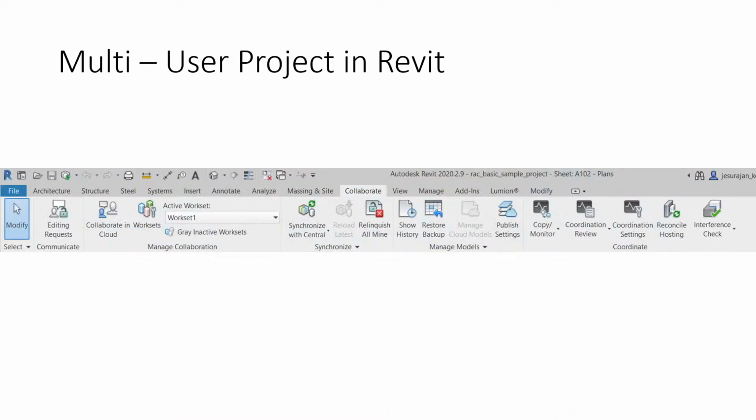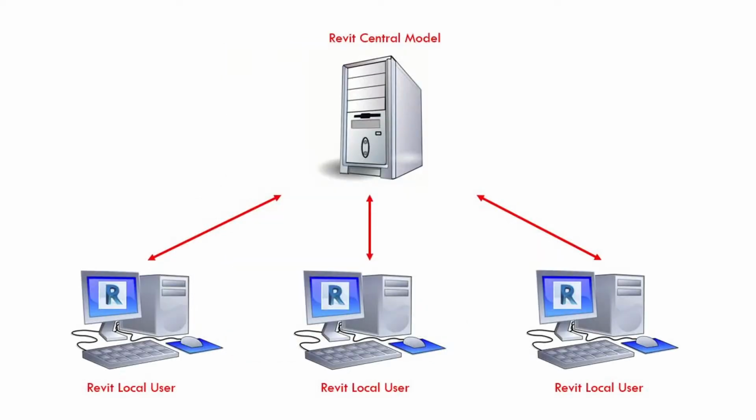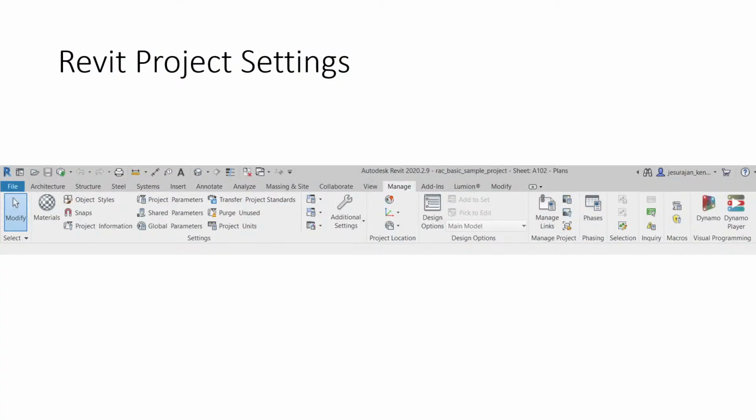Okay, multi-user project. Now you know everything in Revit: how to model, how to make a family, how to do a sheet composition. Now the next step is how to work as a group, how to create one file for a 5-member group. So you have to create a workshared model. I'm explaining what is a local and what is a central model, and how BIM 360 works, we'll see.